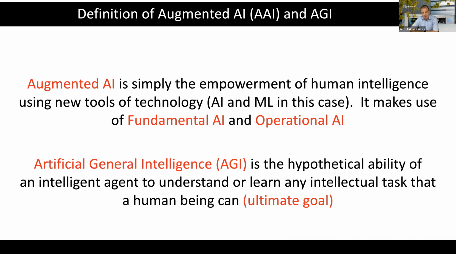The other definition, which a lot of people have spoken about, and which is basically the ultimate goal of what a number of scientists would like to reach, is the hypothetical ability of an intelligent agent to understand or learn any intellectual task that a human being can. Basically, this is mimicking the behavior of a human as almost a human. And for many scientists, for many researchers, this is not the ultimate goal of what AI scientists would like to reach.